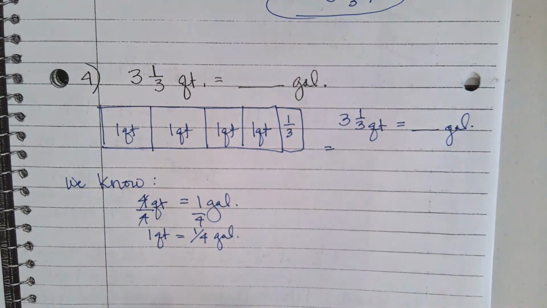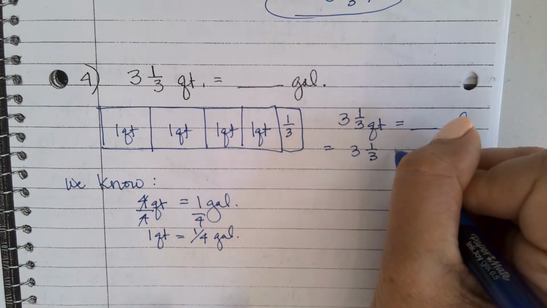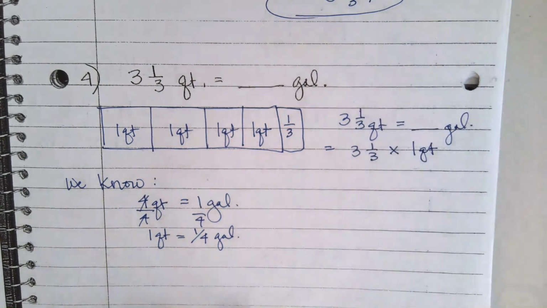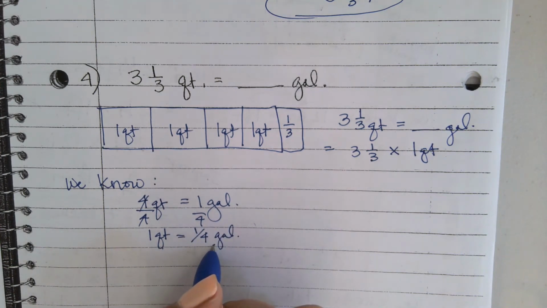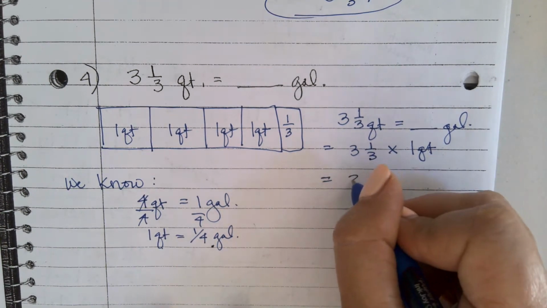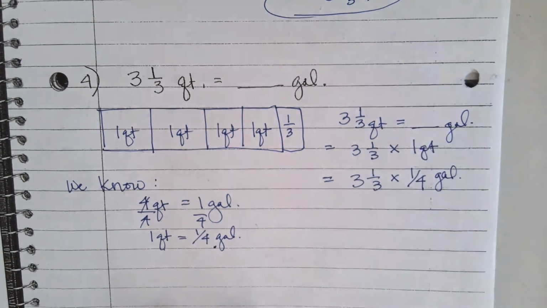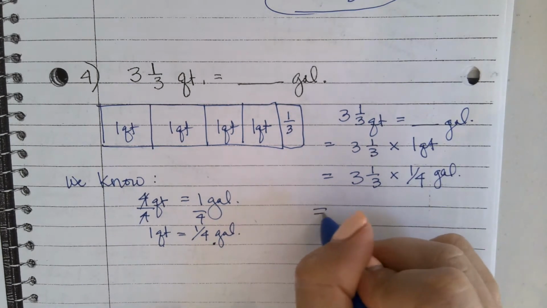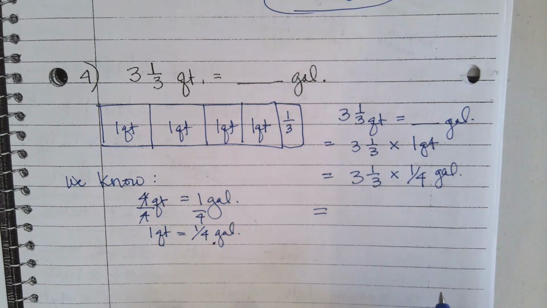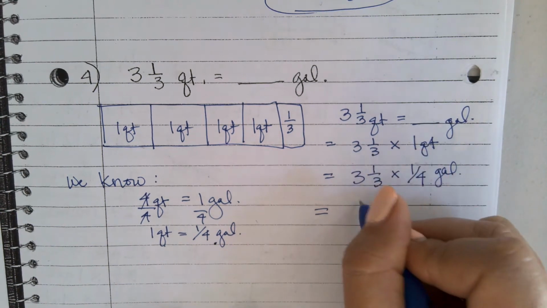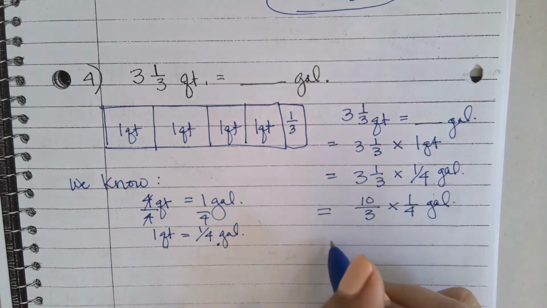Notice I try to follow the same structure each time. So 3 1/3 copies of 1 quart. I take my 1 quart and I'm going to exchange my 1 quart for 1/4 of a gallon right here. This is where that conversion or that renaming takes place. So now we're working in gallons. All right, but now we can't multiply with a mixed number. So we need to change it to what? An improper fraction. So 3 times 3 is 9 plus 1 is 10. 10/3 times 1/4 of a gallon. I keep doing that so I don't forget what I'm working with.